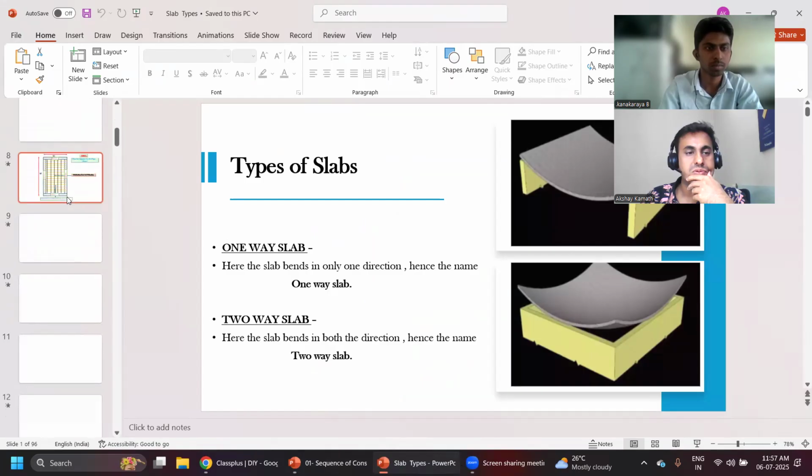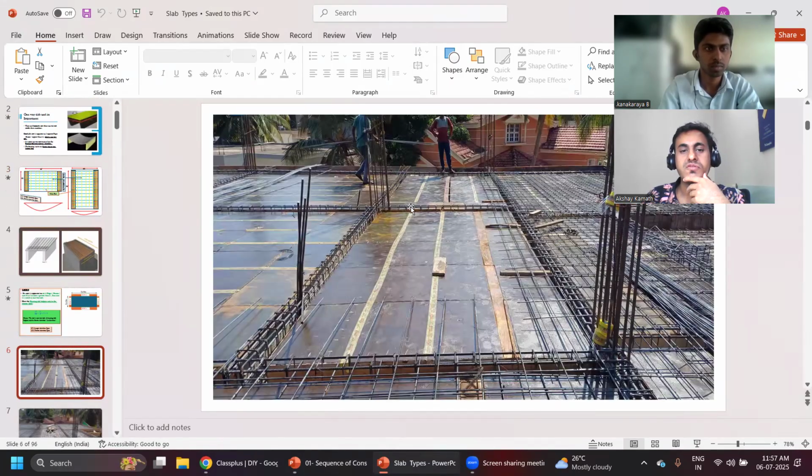So what kind of slab is this? Tell me, what kind of slab is this? Is my screen visible? Yes, sir, visible. What kind of slab is this?